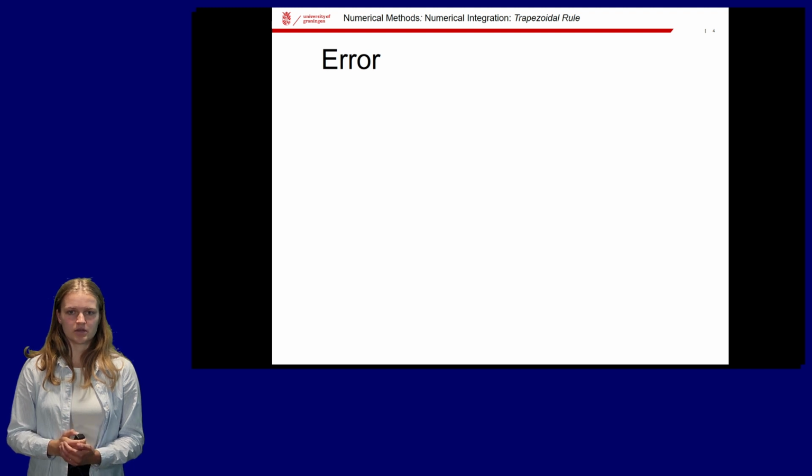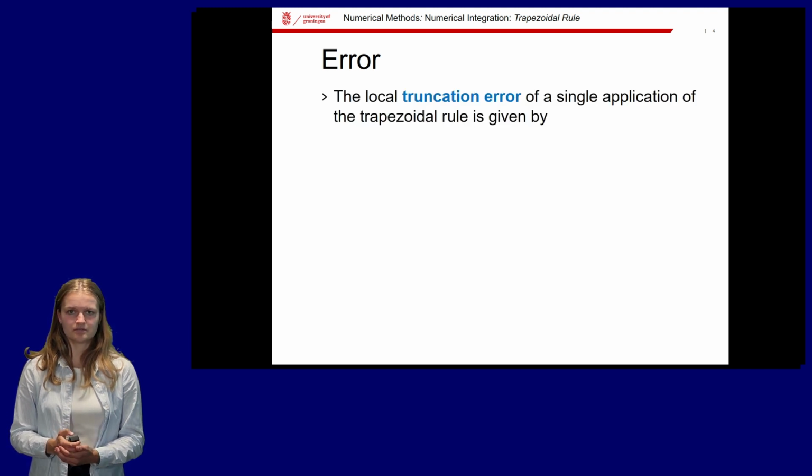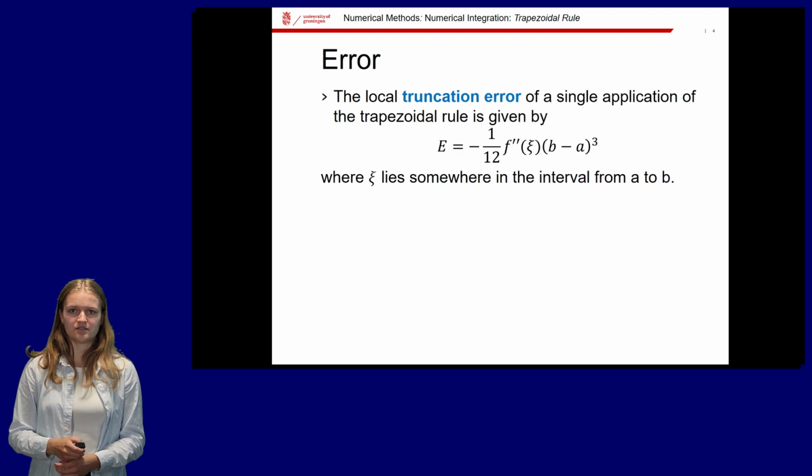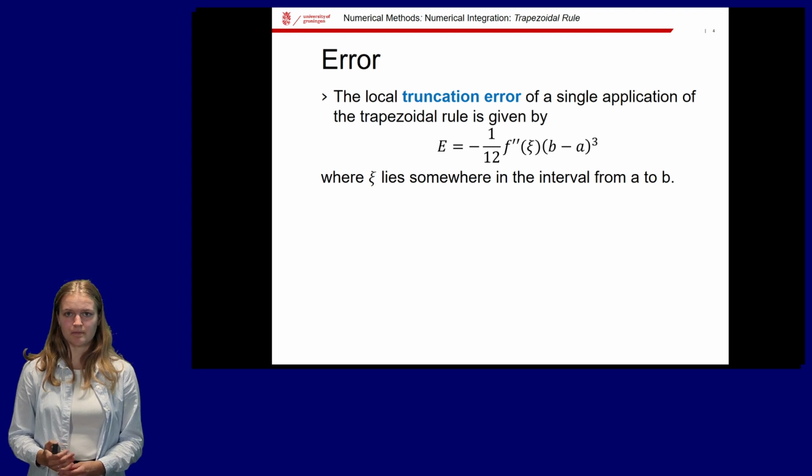So what is the error in this method? Well, we have a local truncation error, so that means the error that is associated with a single application of the trapezoidal rule over a single interval. And this is given by this expression. E is minus 1 over 12 times the second derivative of f of xi times b minus a to the third, where xi is some value that is in the domain of the integral, so somewhere in between a and b.